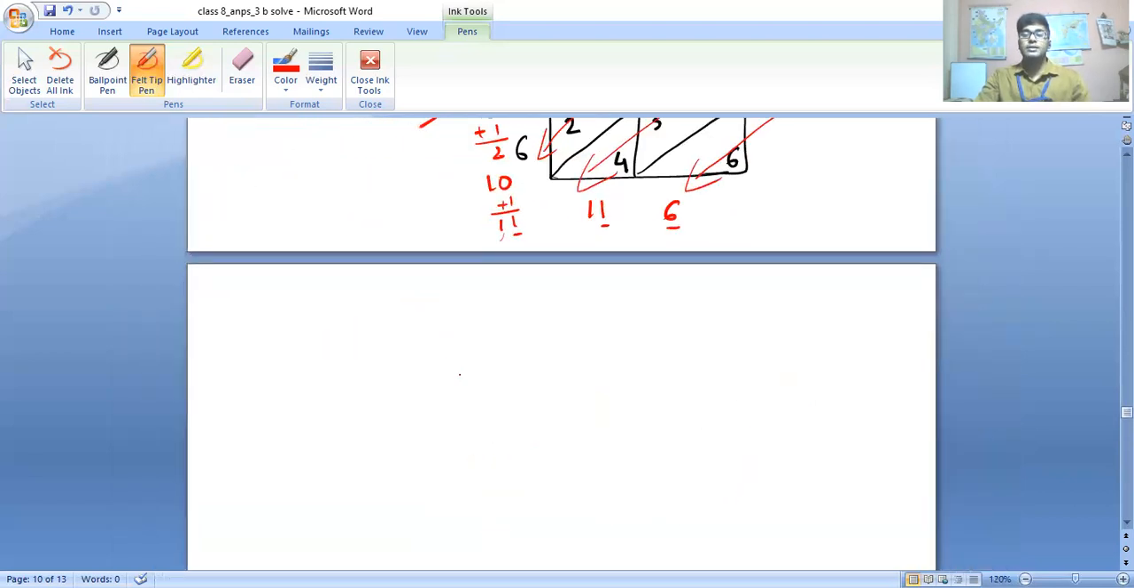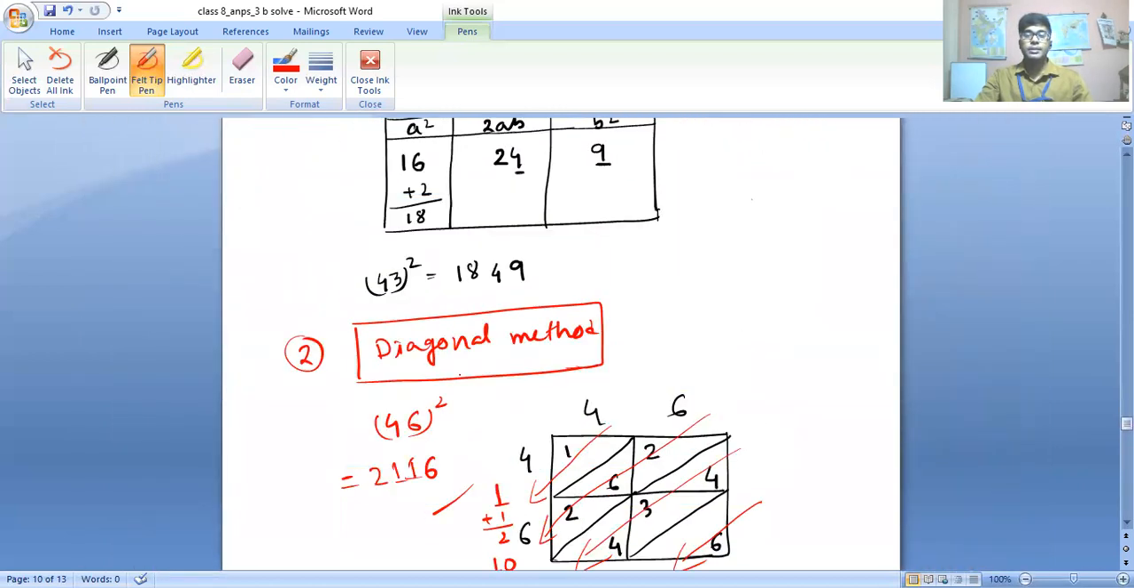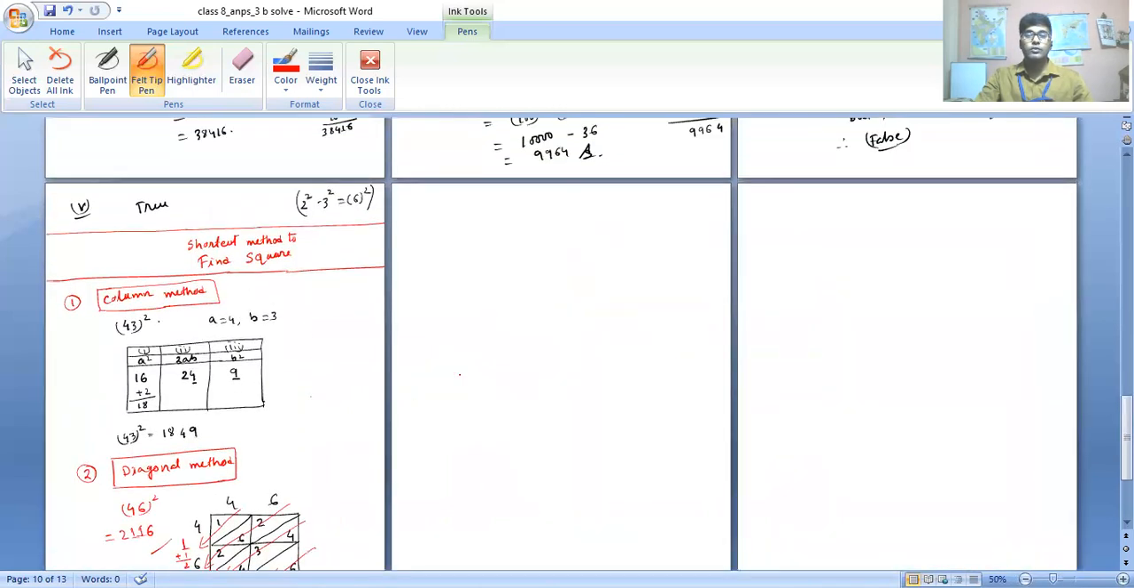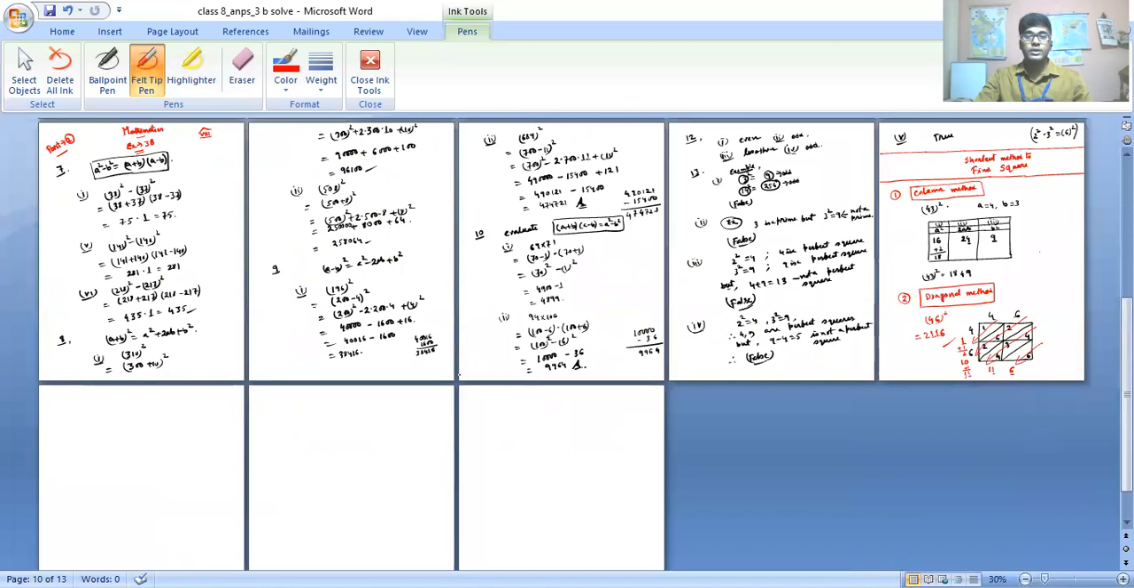So in today's class, we have done exercise 3B, and we have learned how to make the square of any 2-digit number using the column method as well as the diagonal method. Okay, students.